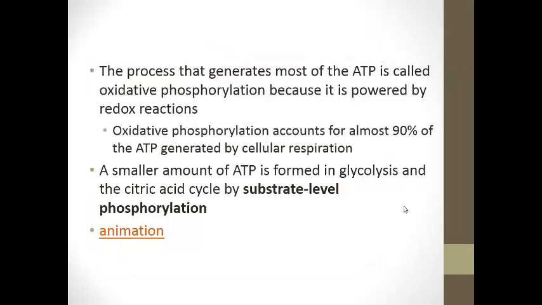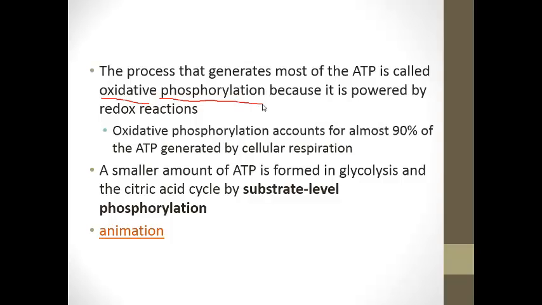There are two processes by which ATP is made. One's called oxidative phosphorylation. We'll see this in more depth in a little bit, but it's using oxidation, the removal of electrons, in order to make ATP. Or in other words, in order to phosphorylate ADP to regenerate ATP. So oxidative refers to the oxidation of glucose, and phosphorylation refers to the regeneration of ATP.